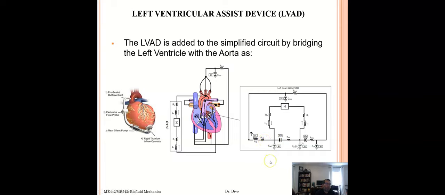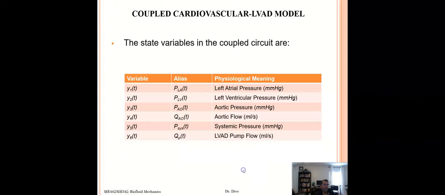So we have an additional term that is a function of the flow of the pump, QP, which is a new state variable that comes into play in the application of KCL at the node of the aortic valve and at the node of the left ventricle.